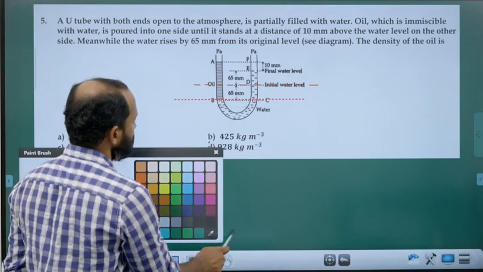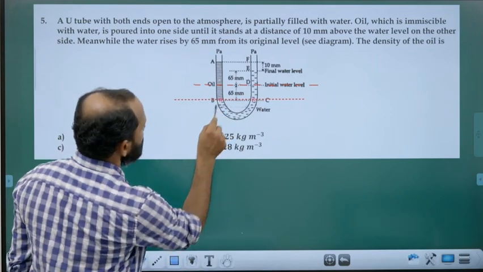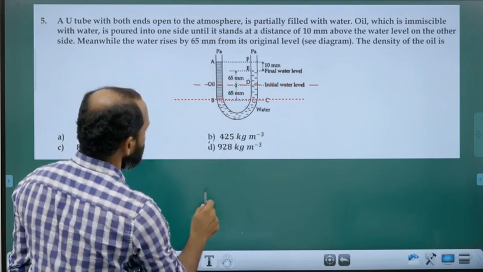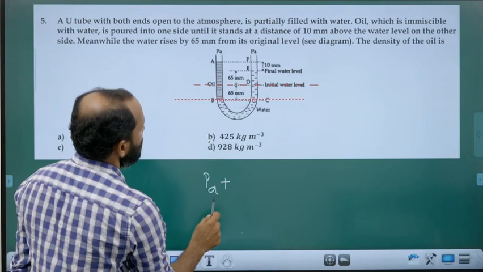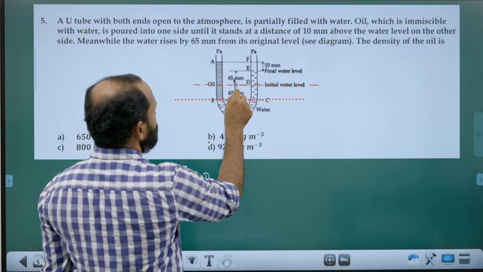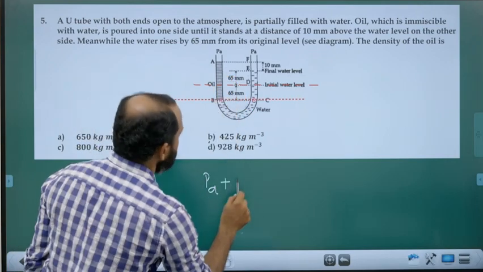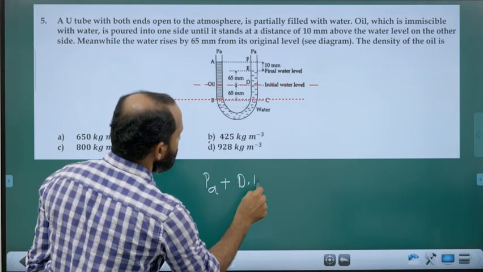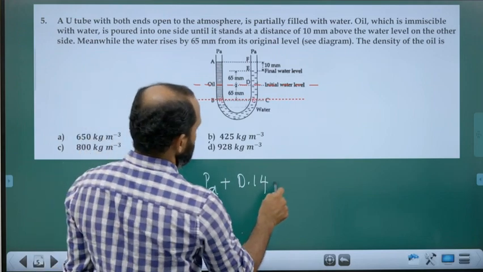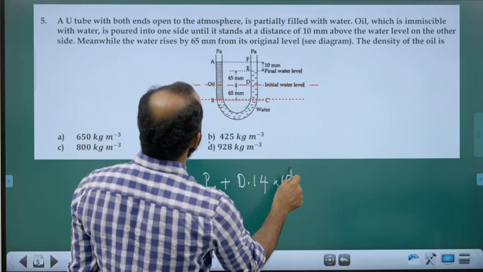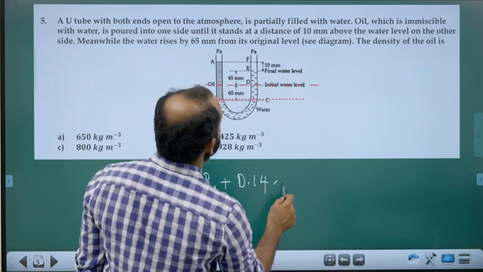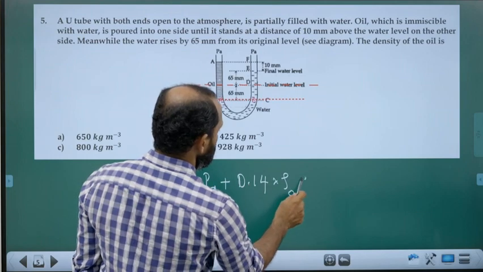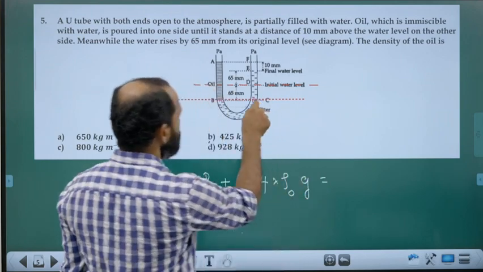How to apply that balance of pressures? What is the pressure at B? Pressure at B is h rho g plus PA, that is PA plus h rho g. What is h? 65 plus 65 plus 10, that is 140, that is 0.14 meter. Here the density is asked, right? Density of oil is asked. So PA plus that multiplied by g is equal to, what is the PC?